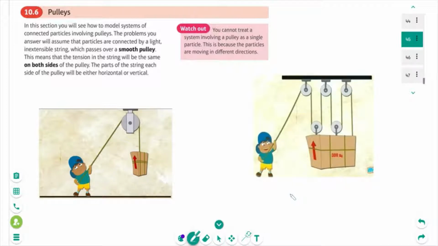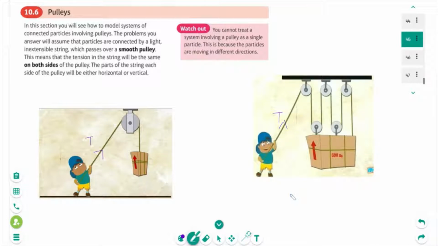So obviously there's going to be tension in the string, tension here. But in the second situation, if you have more pulleys, then the tension in the second case is going to be less. That's the kind of thing they do in physics.